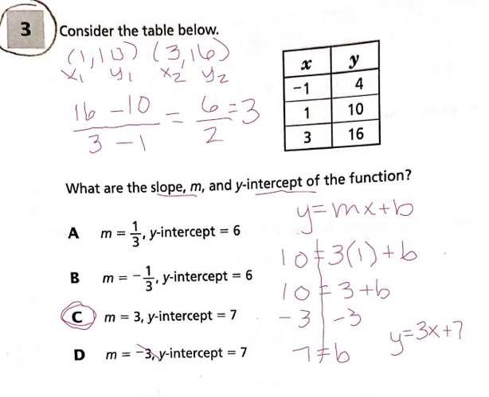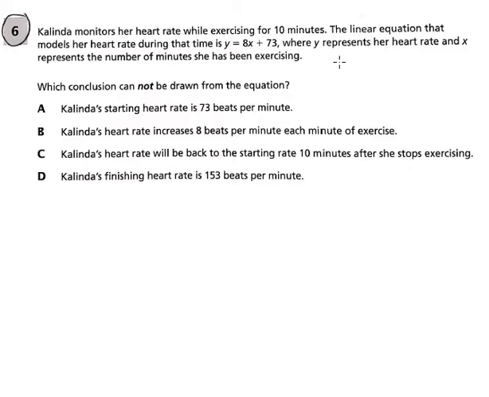All right, we're going to look at the next question. This is the type of question that we were starting to think about when we went home, and so let's look at it now. In this one, they already gave us the equation here. So we've got y is equal to 8x plus 73.